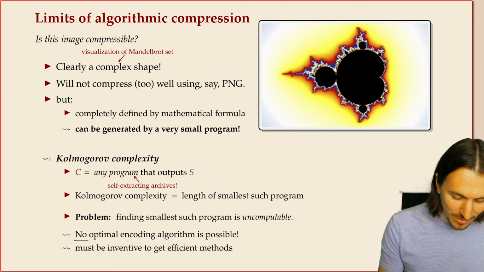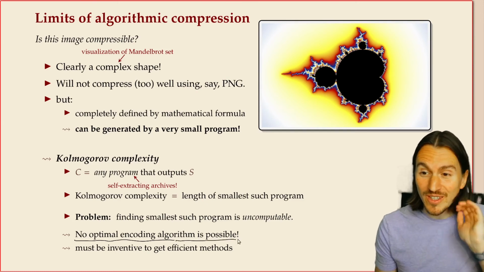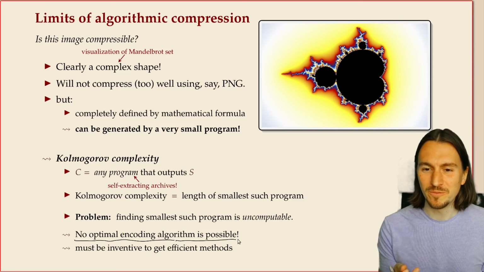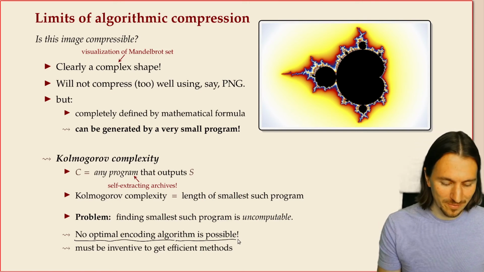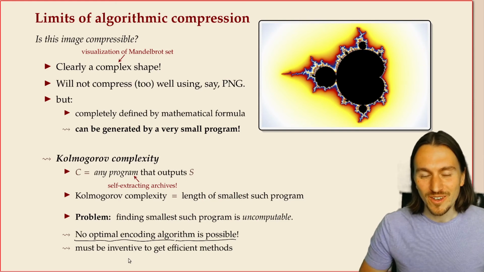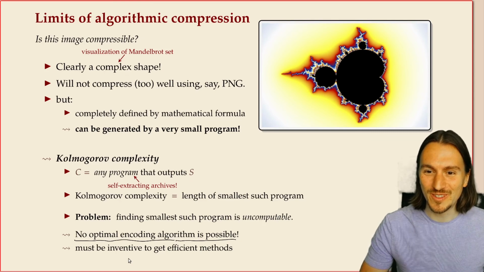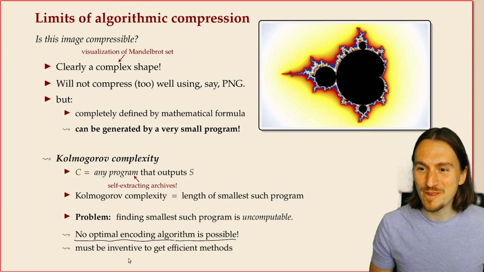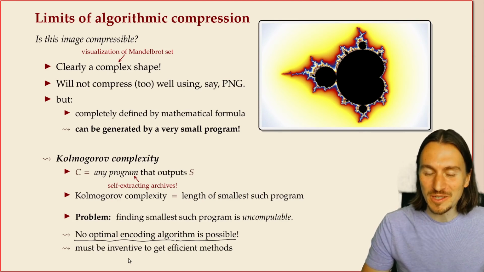But that also means there's no optimal encoding for this Kolmogorov complexity. It's not possible to write a compression scheme, a compression algorithm, that does this for all inputs. That's a very discouraging result, but it also means, on the positive side, for you as starting computer scientists, it's also sometimes called the full employment theorem. It means, at least for compression and for other problems, you will always need to be inventive and creative to get efficient algorithms.